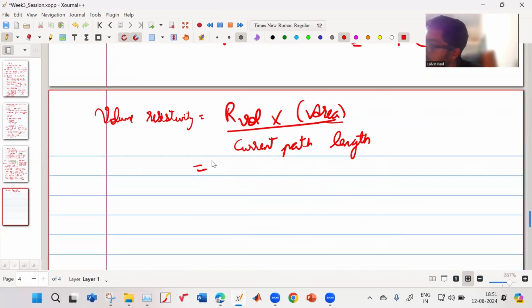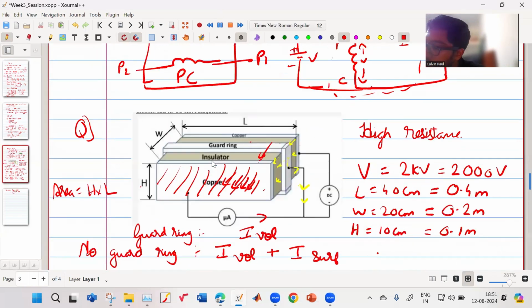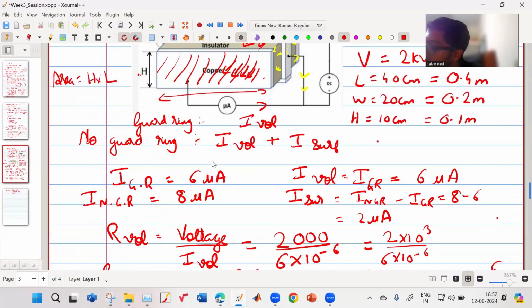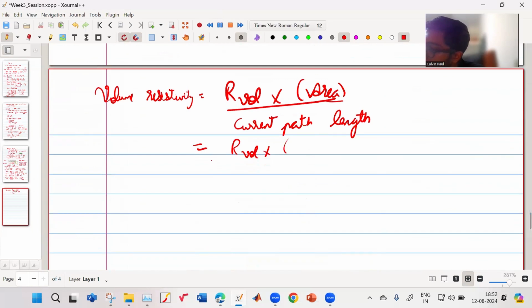So what is your volume? That is your R volume. And what is your area? The area is actually your height into this length L. And the distance which the current has to flow is this W. So it is L into H divided by W. So your volumetric resistance you found out to be 333.33 mega ohm.